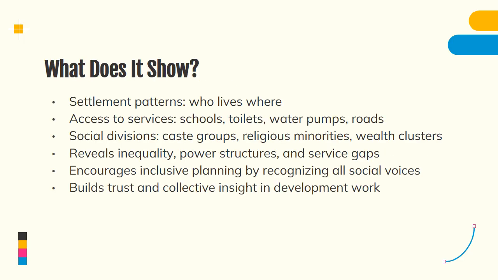So, what does it show? These maps reveal settlement patterns. Who lives where, how close they are to schools, health centers, or safe roads. It also reflects divisions, caste, class, religion, minorities, wealth clusters. In short, it turns invisible social truths into visible visual facts.